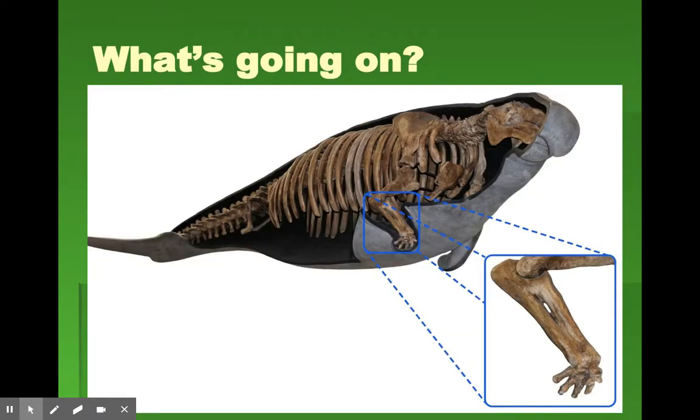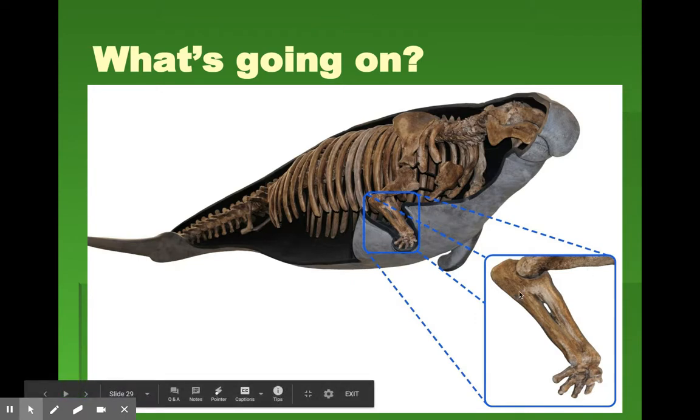This is another example, a manatee, that has very similar bone structures to what any other species has.